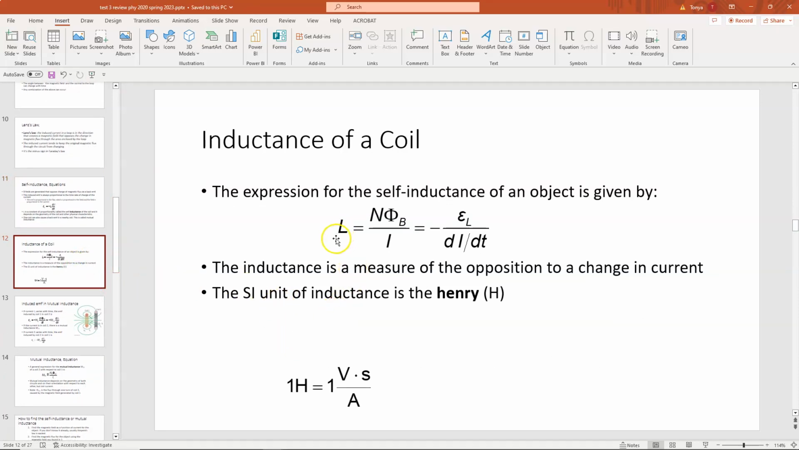So remember that we solved for the self-inductance and really the mutual inductance in a similar way. What you do to solve for the self-inductance is to calculate the magnetic flux through the coil, and then your self-inductance is N times the magnetic flux divided by I. Now this unit of inductance is the Henry. It's the SI unit of an inductor, and 1 Henry is 1 volt times second divided by amp.